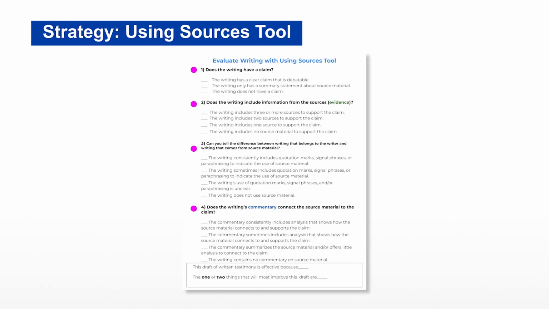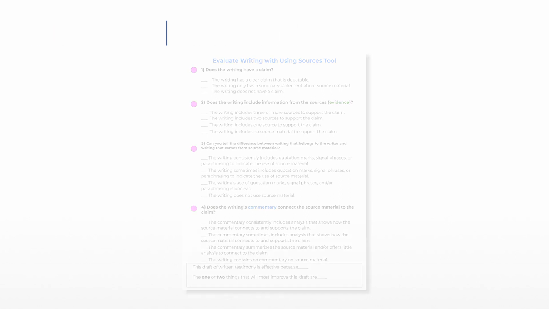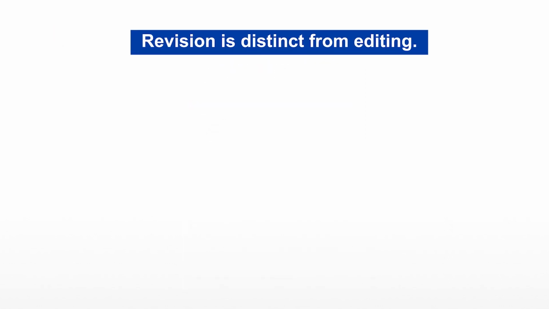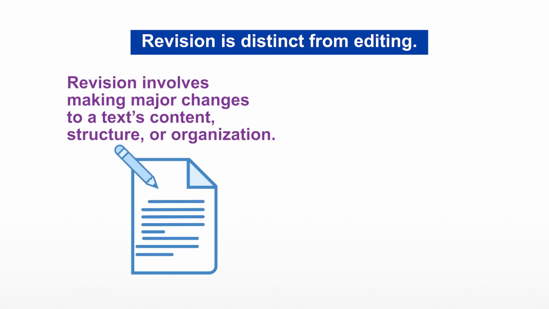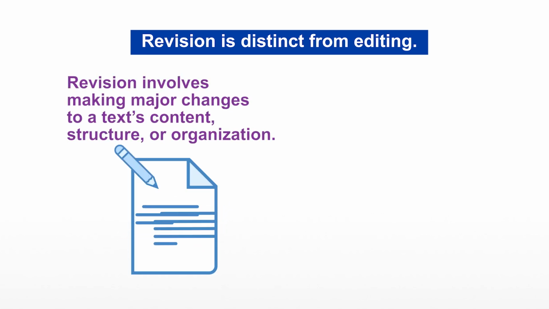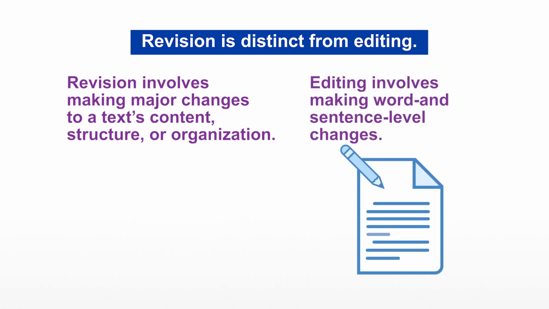The Using Sources tool is a formative assessment tool that teachers and students can use to provide a focused look at the quality of written claims and use evidence from sources. Revision is distinct from editing. Whereas revision involves making major changes to a text's content, structure, or organization, editing involves making word and sentence level changes.